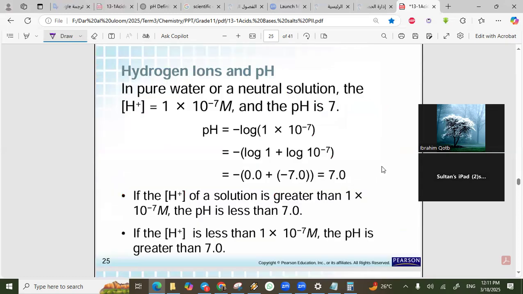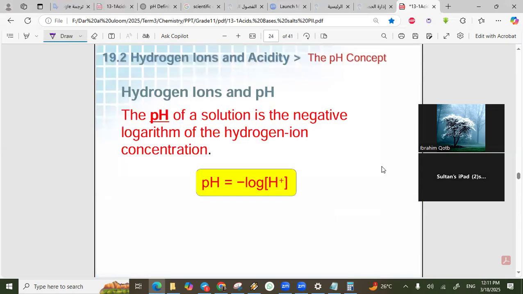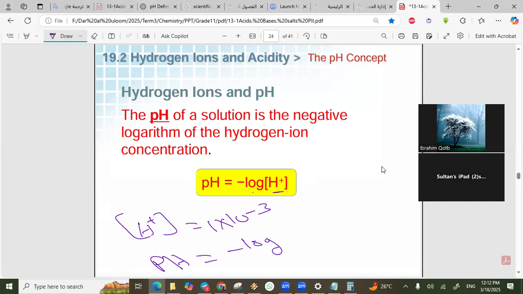How do we calculate pH? We use a very simple rule: pH equals minus log of the H plus concentration. If I give you an H plus concentration of 1 times 10 negative 3, what is the pH? Just do like the rule: minus log, then put this number, 1 times 10 negative 3. In the calculator, it will give you 3. 3 is less than 7, so it is acidic, and so on.